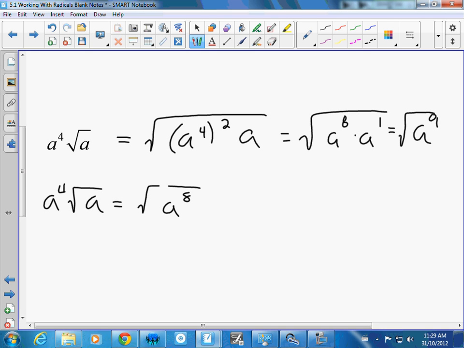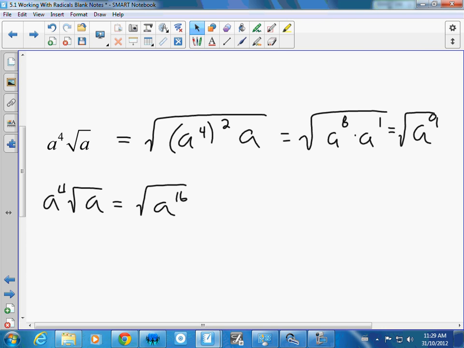Guys, what number do you take the square root of to get 4? 16. So one of the most common mistakes is, look here, this is what they do. They put a to the 16 because they think, oh yeah, the square root of 16 is 4, but that's not what you're doing. You have to remember your rule.